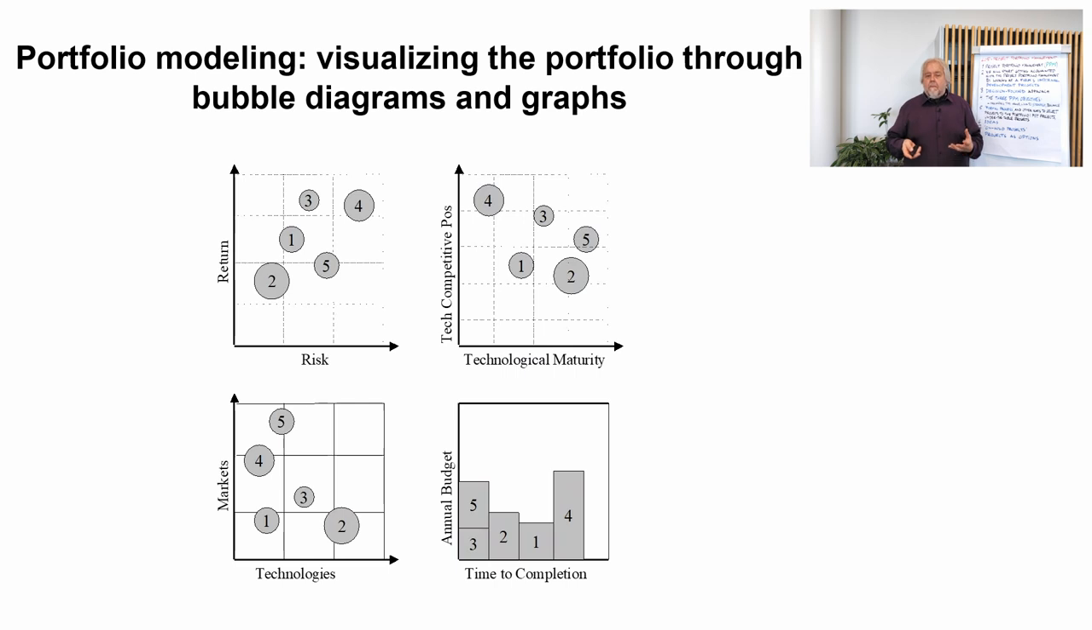So by looking at this bubble diagram, I listed at least five different dimensions that one single bubble diagram can include. Okay.